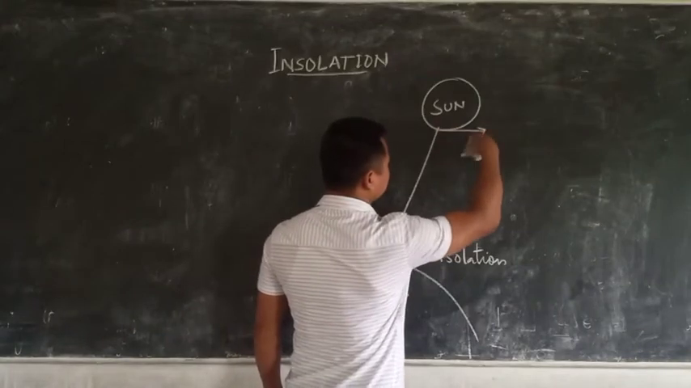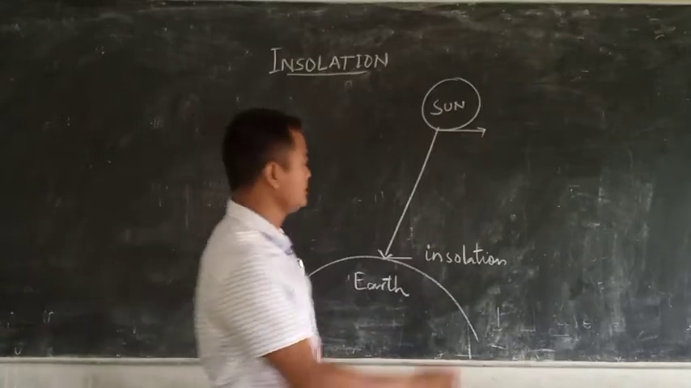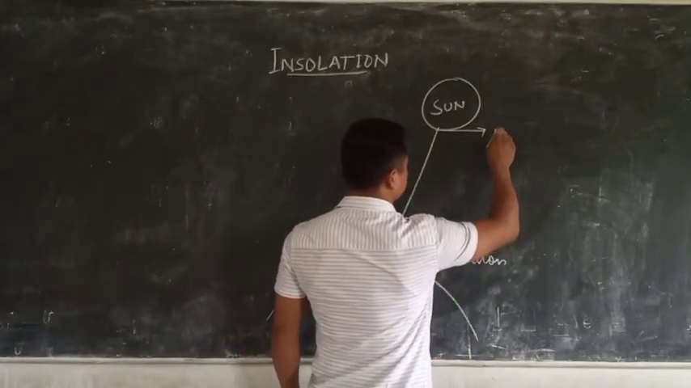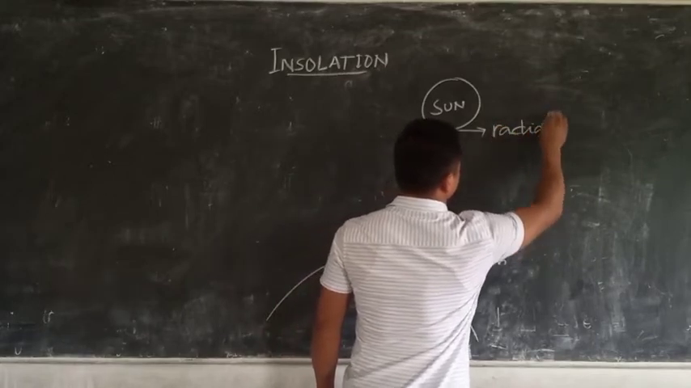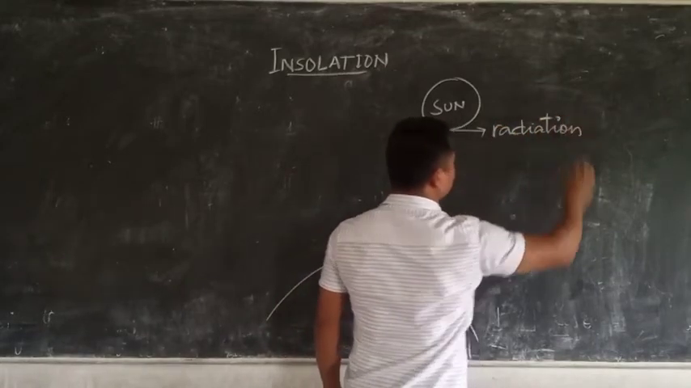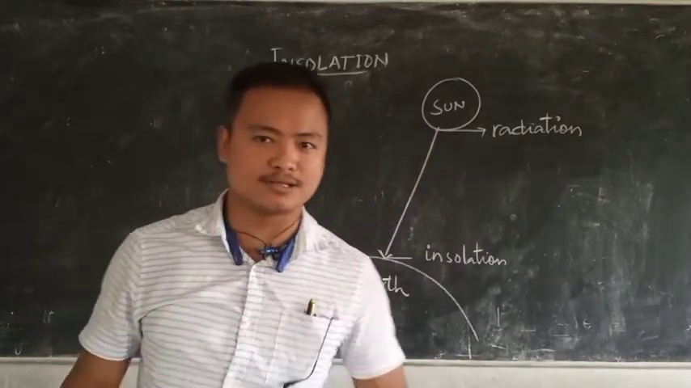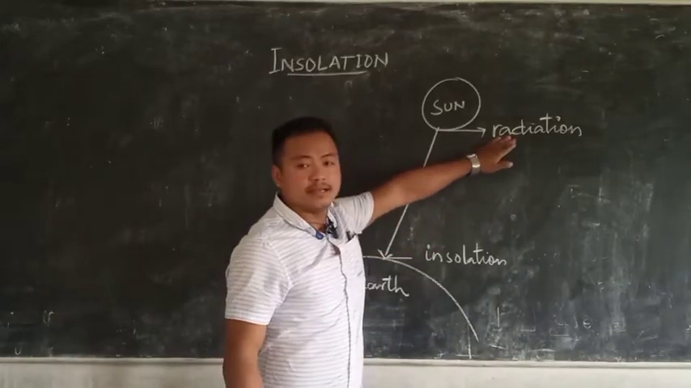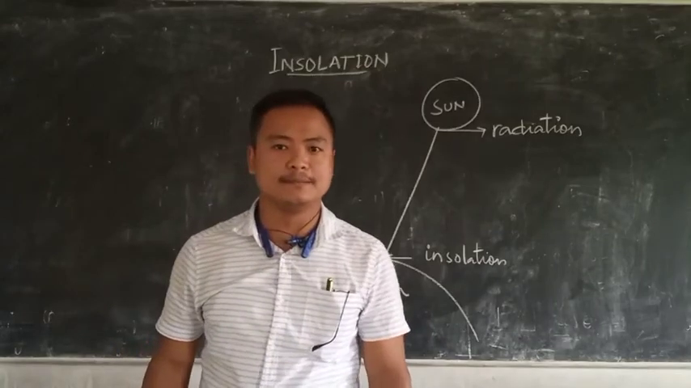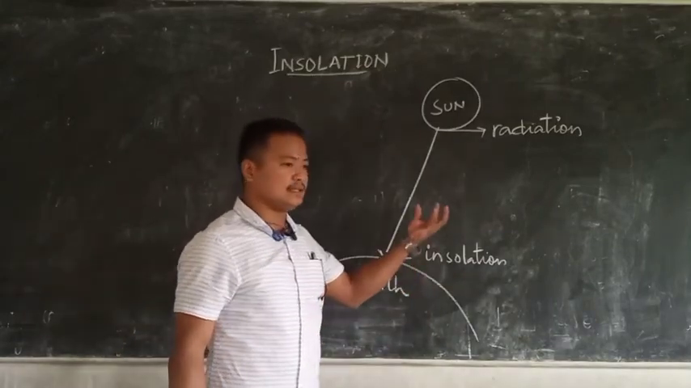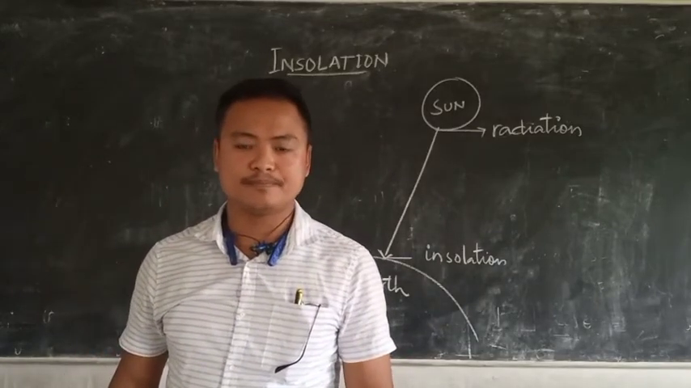While the heat emitted out of the Sun, or the Sun gives out its heat energy, that form of energy is known as radiation. So it is very important for us to understand the difference between radiation and insolation. Radiation is the heat energy given out, or you can say emitted from the Sun, while insolation is the heat energy received by the Earth from the Sun.